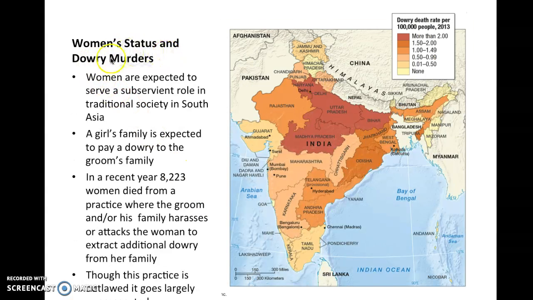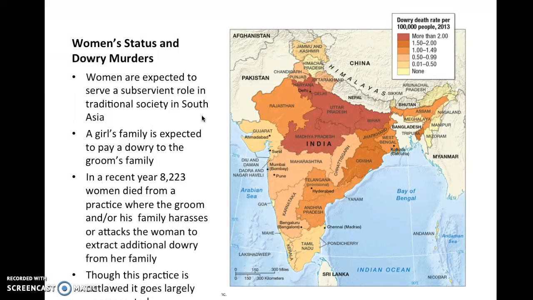Women's status and dowry murders. This is an issue. It goes back to the status of women. That's why I put that as the primary item. Women are expected to serve a subservient role in traditional society in South Asia. A girl's family is expected to pay a dowry to the groom's family, and the higher status or wealthier the groom's family is, the more the dowry is supposed to be.